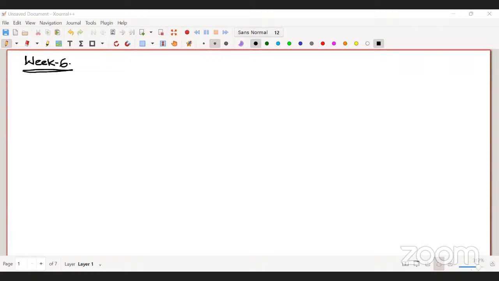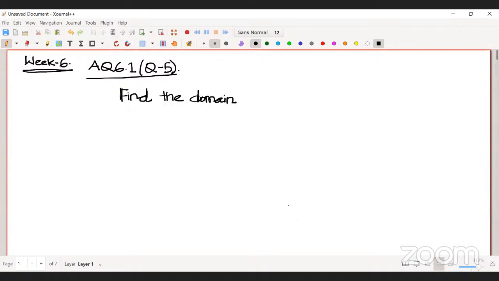So basically this question is asking about the domain of a function. This is activity 6.1, question number 5. What you need to do is find the domain of the function. My function is log of minus x minus 3x, x into e power 3x minus 27x, right? This is the question. Yes, sir.